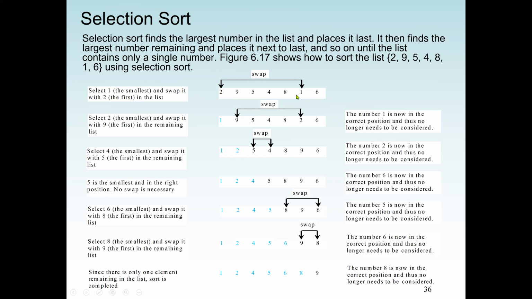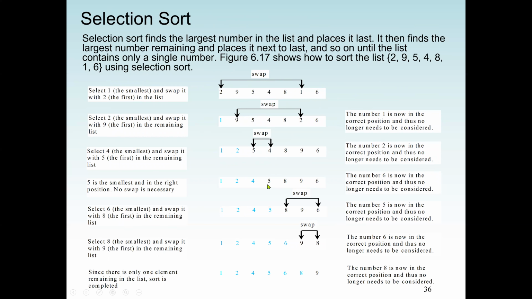Just by looking at this diagram, we went through the list and found that 1 is the lowest item, so we swap it with the first item. Then we go through the list again. 2 is the lowest item, then we swap. The ones we swap, we don't count anymore. Then we go through the list again. 4 is the lowest, we swap.